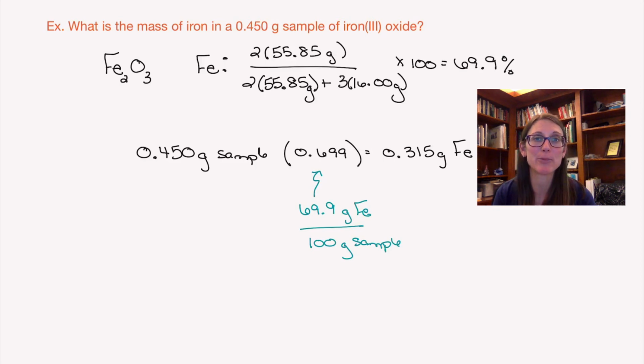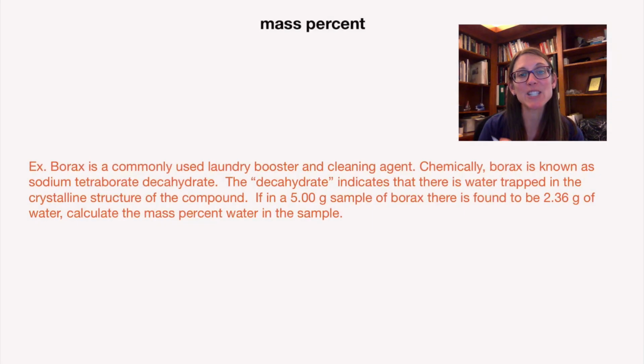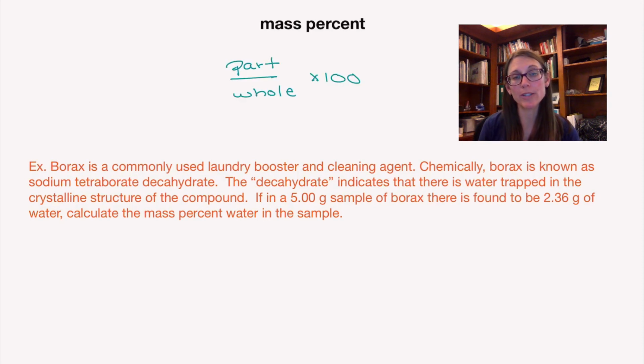But you don't have to stop just at a particular element and always just look at elements. Again, mass percent can be for any part over whole. So for example, if you have borax, you find borax in the laundry aisle at the grocery store. It's used for like laundry booster and cleaning. If you read the box, it can do all sorts of things.